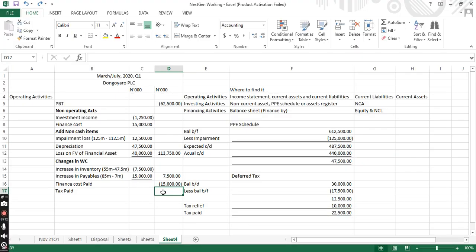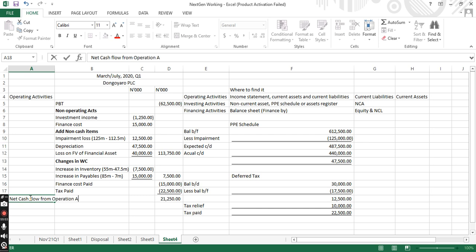So our tax paid now is 22,500. Any other thing? I think that's all for our cash flow from operating activities. So what do we have in total? In total, 21,250. 21,250 is what I have here. So this is my net cash flow from operating activities.